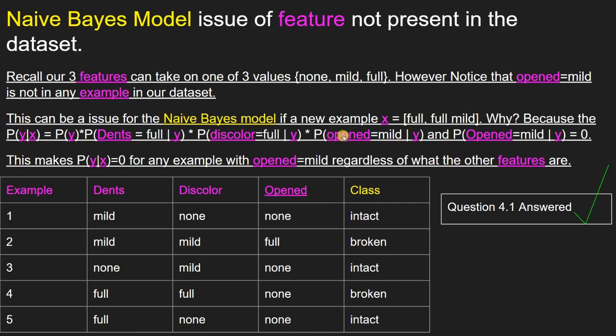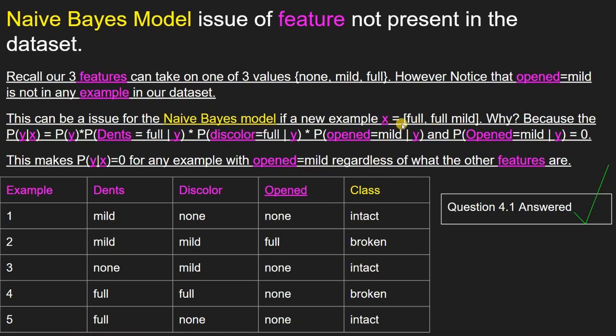But since the number of examples where open is equal to mild is 0, because there's none in the data set, this probability is going to be 0. And since we have a product of all these terms, and this term is 0, this makes the entire probability of y given x equal to 0. Not only that, this makes the probability of y given x equal to 0 for any example with the open feature equal to mild, regardless of what the other features are.